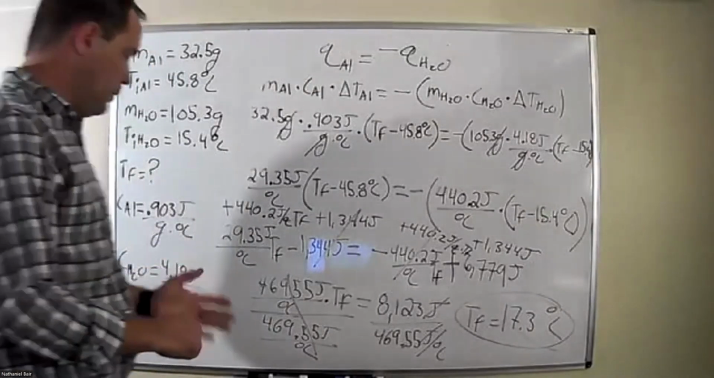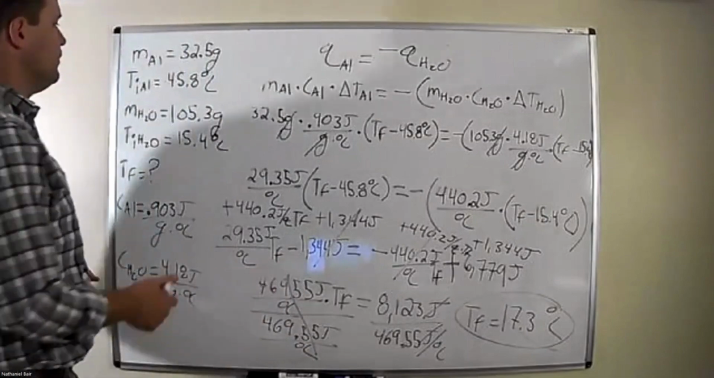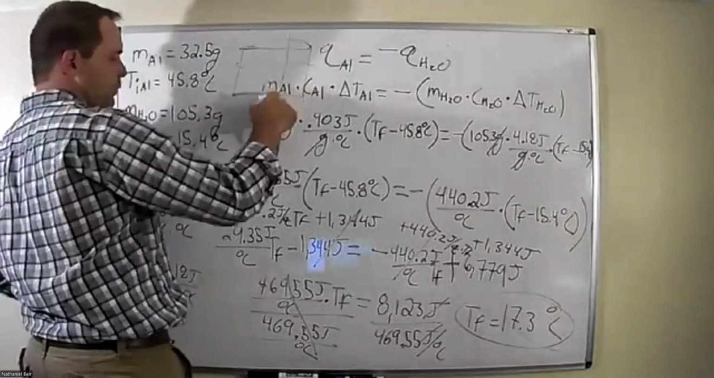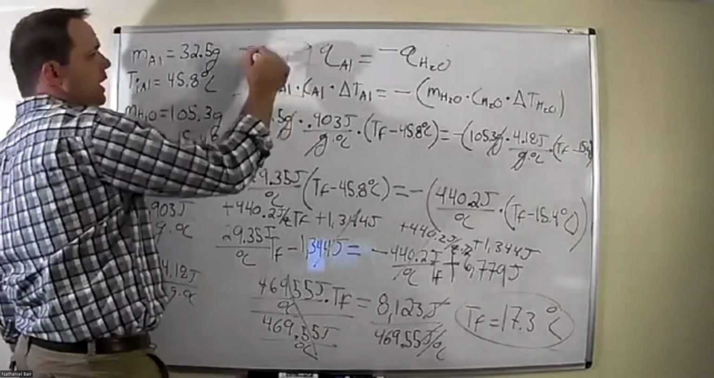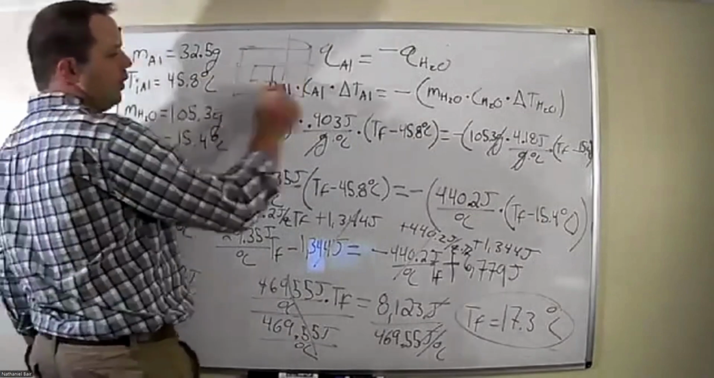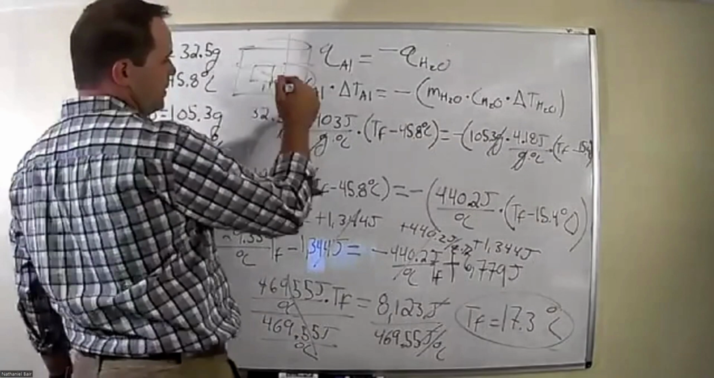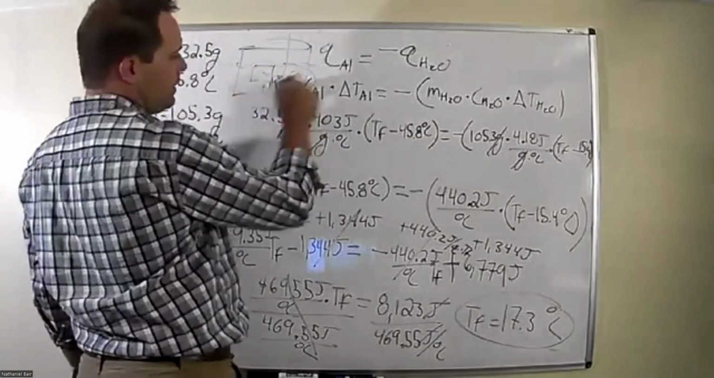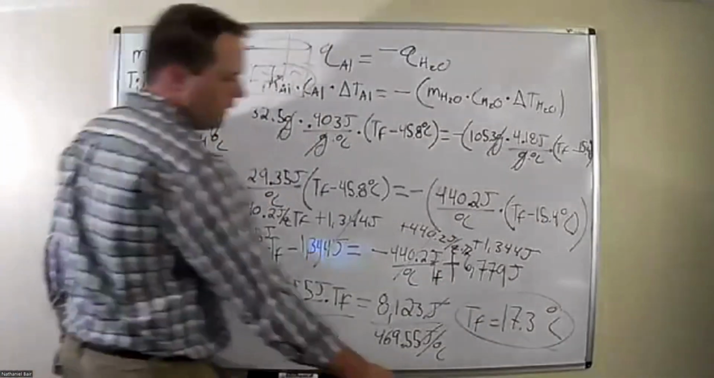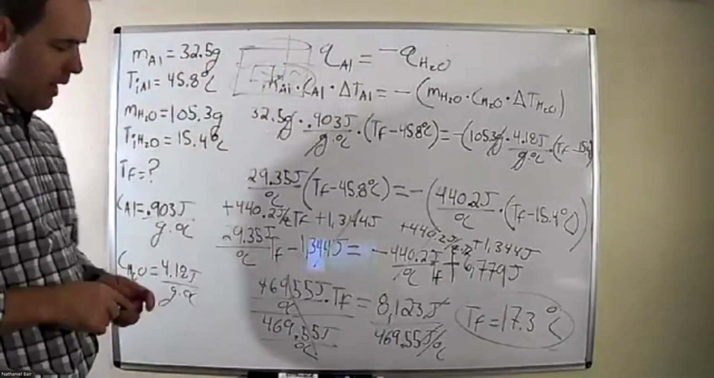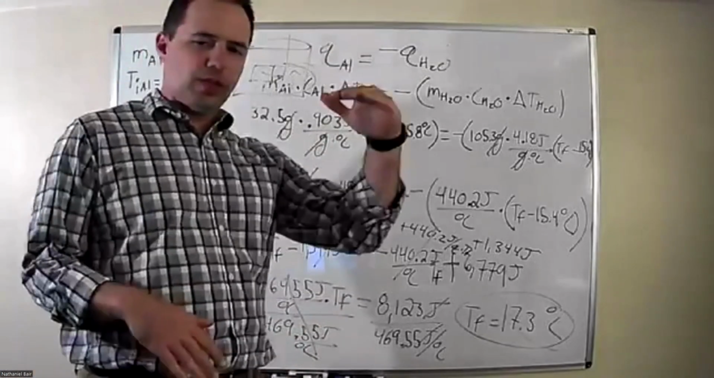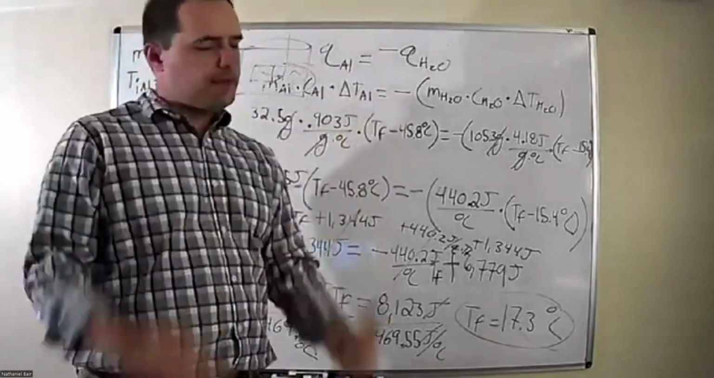Woo! What does that mean? Here's what that means, folks. You got this cup of water here chilling at 15.4 degrees Celsius. You drop this hot piece of metal at 45.8 degrees Celsius in there, and the whole system, the metal cools down, the water warms up, they meet in the middle between 45.8 and 15.4. They meet in the middle at 17.3 degrees Celsius. That's where they would reach thermal equilibrium when the metal's done cooling and the water's done warming up.